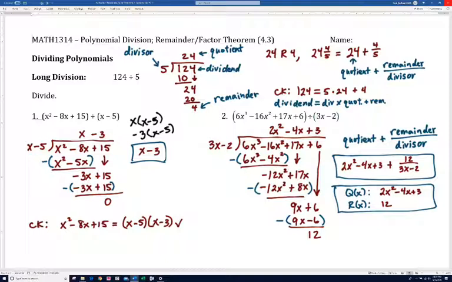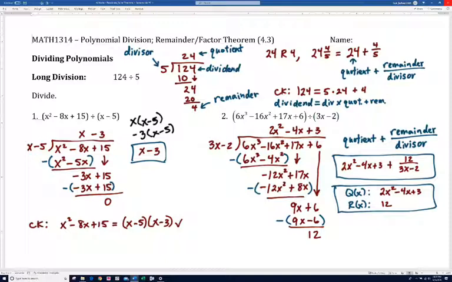Okay, let's move on to synthetic division. Before we go on, look at these problems. Look at all the x's. There's a lot of writing involved, especially in number 2 as we get bigger polynomials. So there's a way to make this a lot easier.